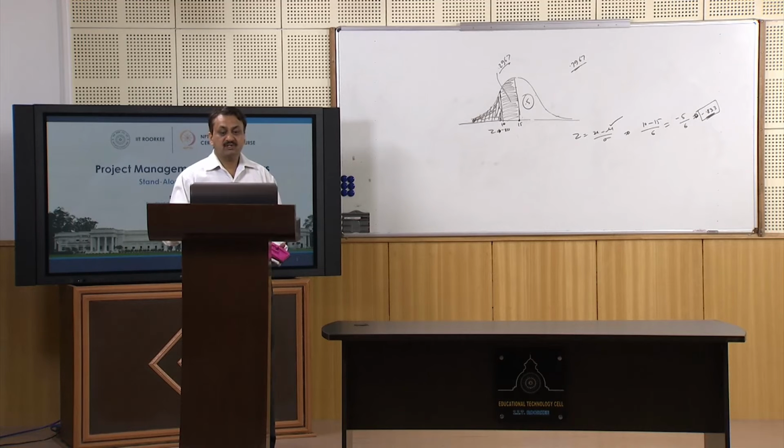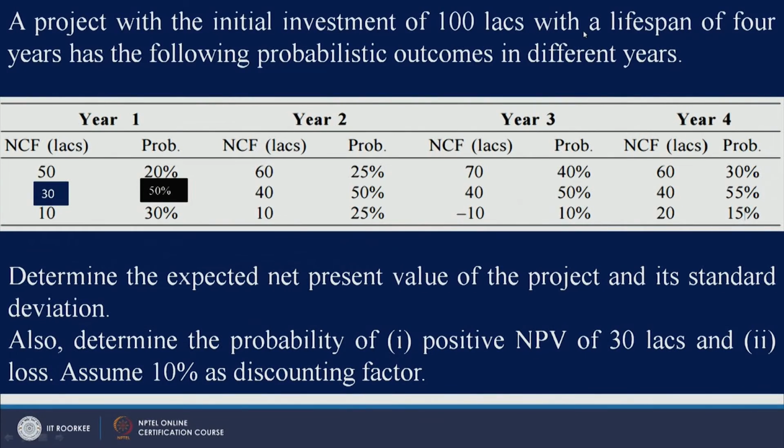A project with an initial investment of 100 lakh with a lifespan of 4 years has the following probabilistic outcomes in different years, right. So this is our question. What we have to find out? Determine the expected net present value of the project and its standard deviation. Two things we need to calculate first. Then in the second part of the question, determine the probability of positive NPV of 30 lakh and the probability of the project going in loss. Assume 10% as the discounting factor. So this is the question which we will be solving.